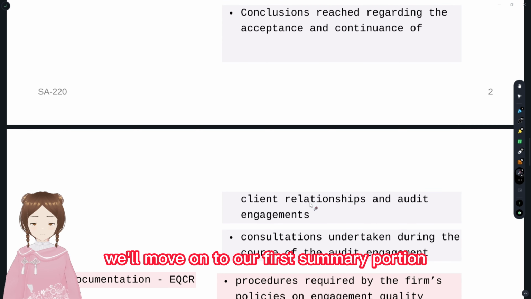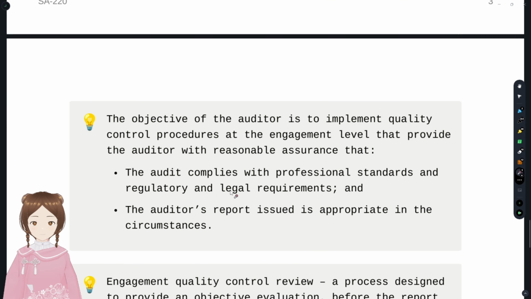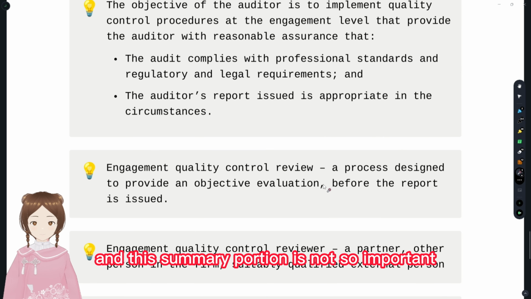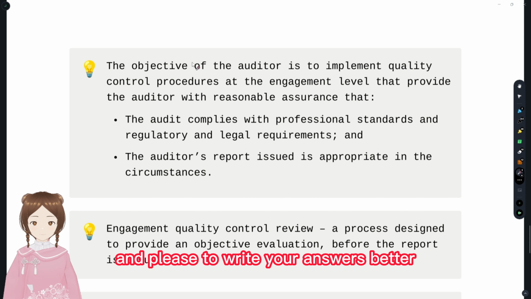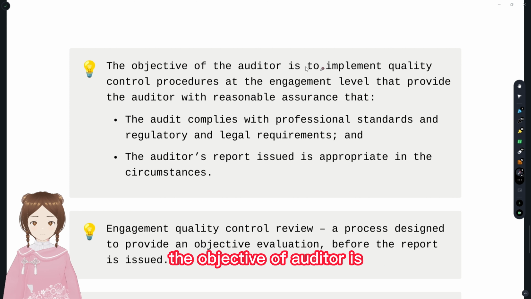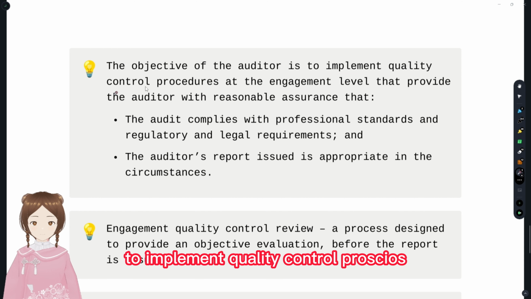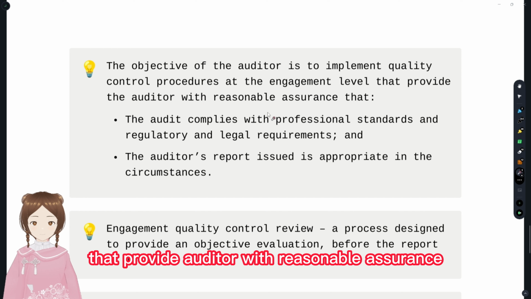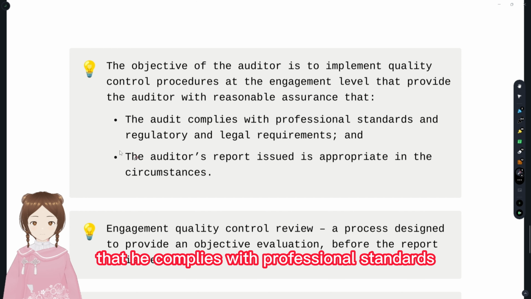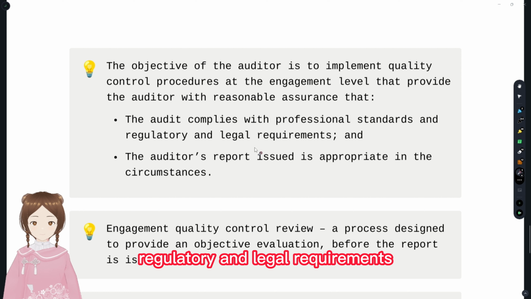With that said, we'll move on to our first summary portion. This summary portion is not so important, but you should check it one day before the examination to get all the fundamentals together and write your answers better. The objective of the auditor is to implement quality control procedures at engagement level that provide the auditor with reasonable assurance that he complies with professional standards, regulatory and legal requirements, and that the audit report issued is appropriate in the circumstances.